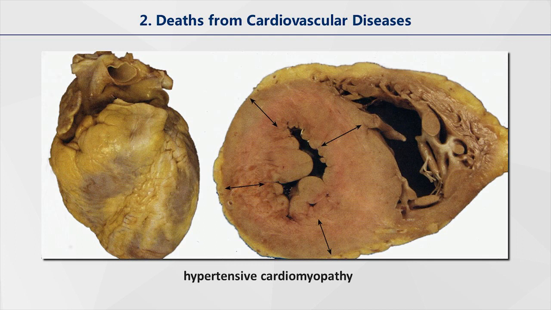Hypertensive cardiomyopathy with concentric left ventricular hypertrophy. Anterior aspect of the heart and a short axial slice at right. The ventricular wall thickness is more than 1.5 centimeters.